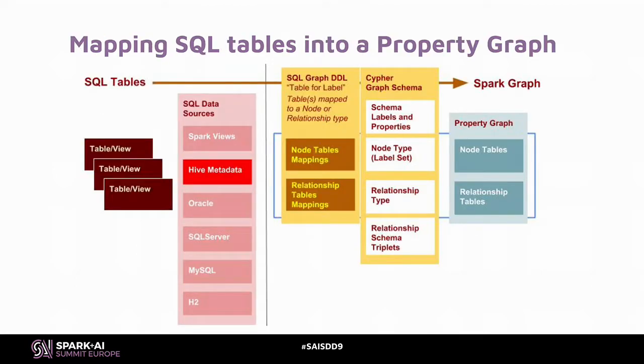I'll just very quickly point out, not all the details of this diagram, but the column of SQL data sources gives you an indication of the spread of underlying SQL sources that we're working on at present, and that will probably extend. The general idea is we're going from those SQL tables through a set of mappings to labels in the graph. And the net result is a property graph that contains, logically, node tables and relationship tables.